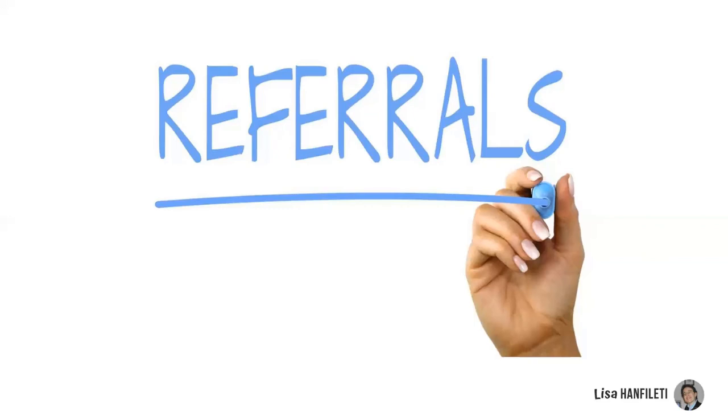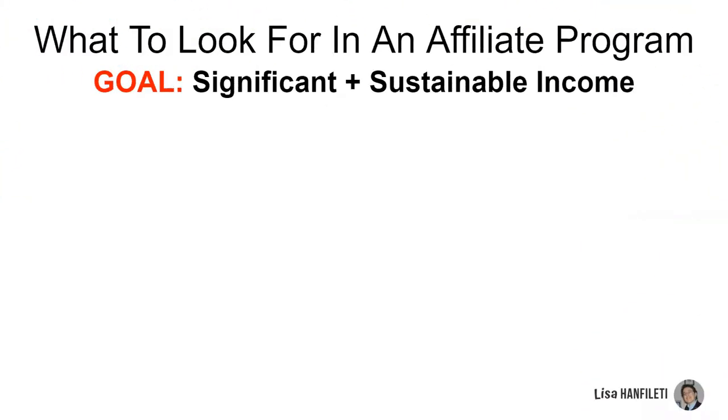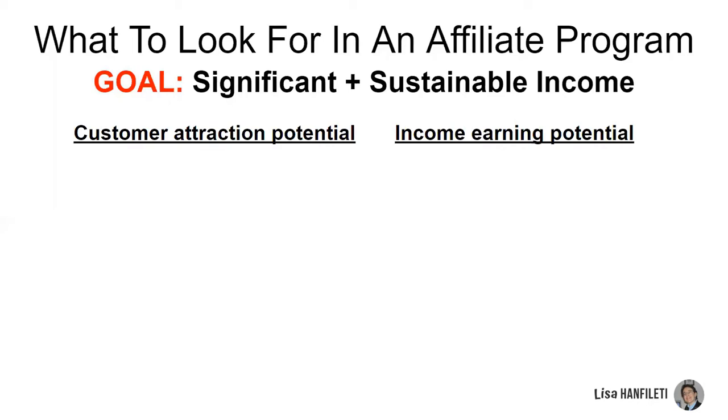That's the same way I want you to think about affiliate programs. In order to generate significant and sustainable income through affiliate programs, I really want you to think of yourself as that awesome referrer, as the person who is going to tell their friend about resources that they can trust and that you love. In order to do this, you really need to look at two things: the customer attraction potential and the income earning potential. So let me go through these. We'll start with the customer attraction potential.